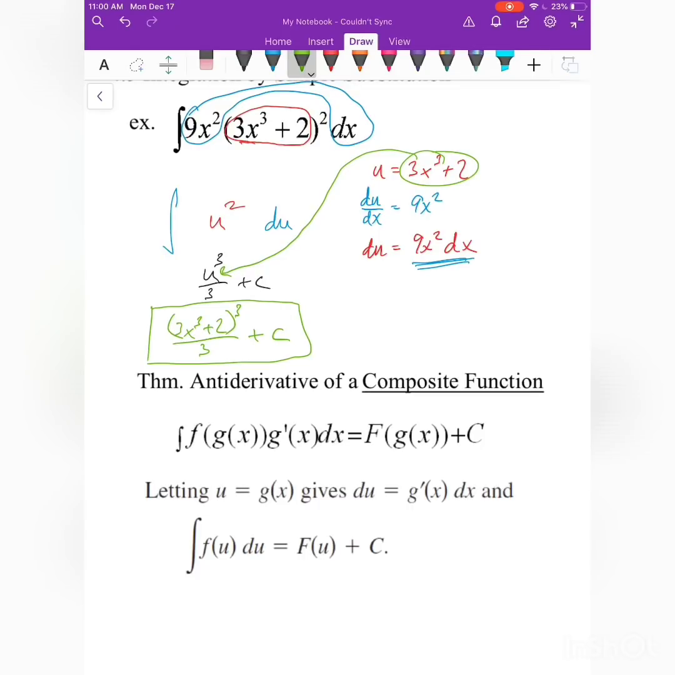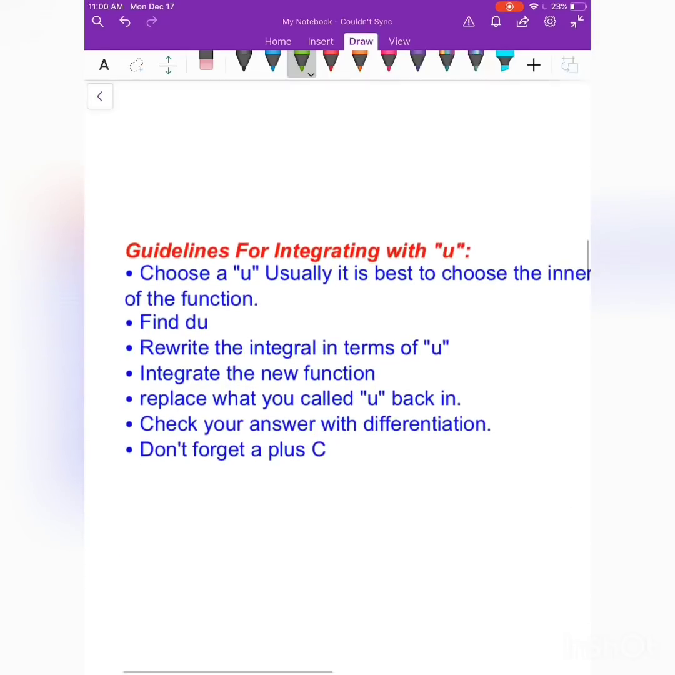Below is a theorem, the theorem for u substitution. It's a bit complicated, a little bit messy, but basically it looks like a chain rule. But we also use it with product and quotient. So let's move on to some more examples.